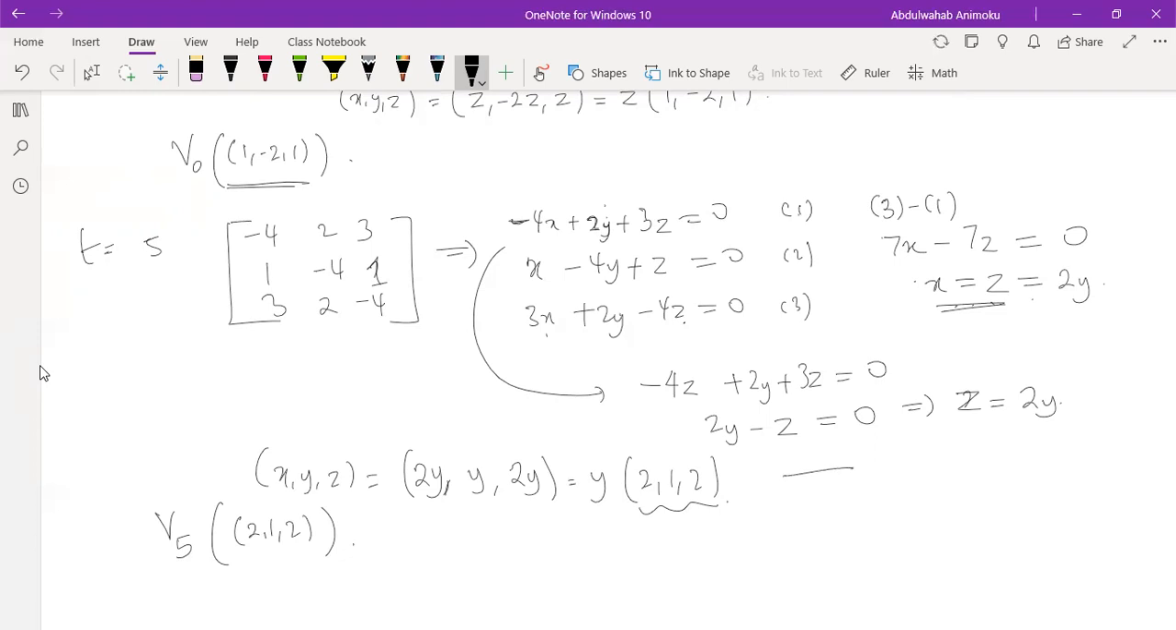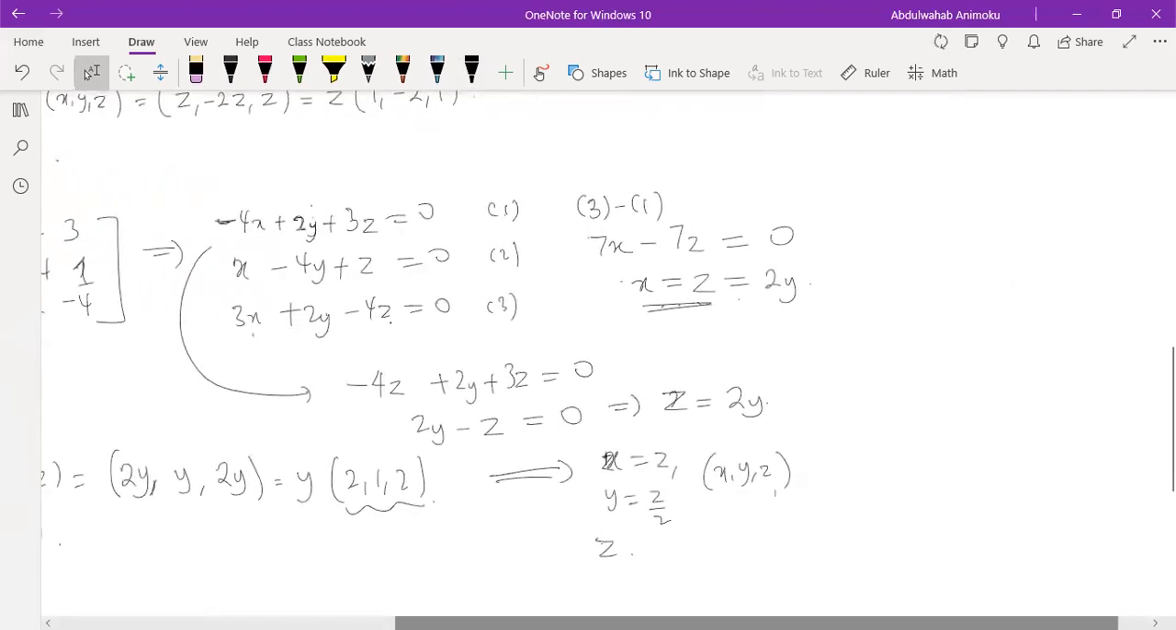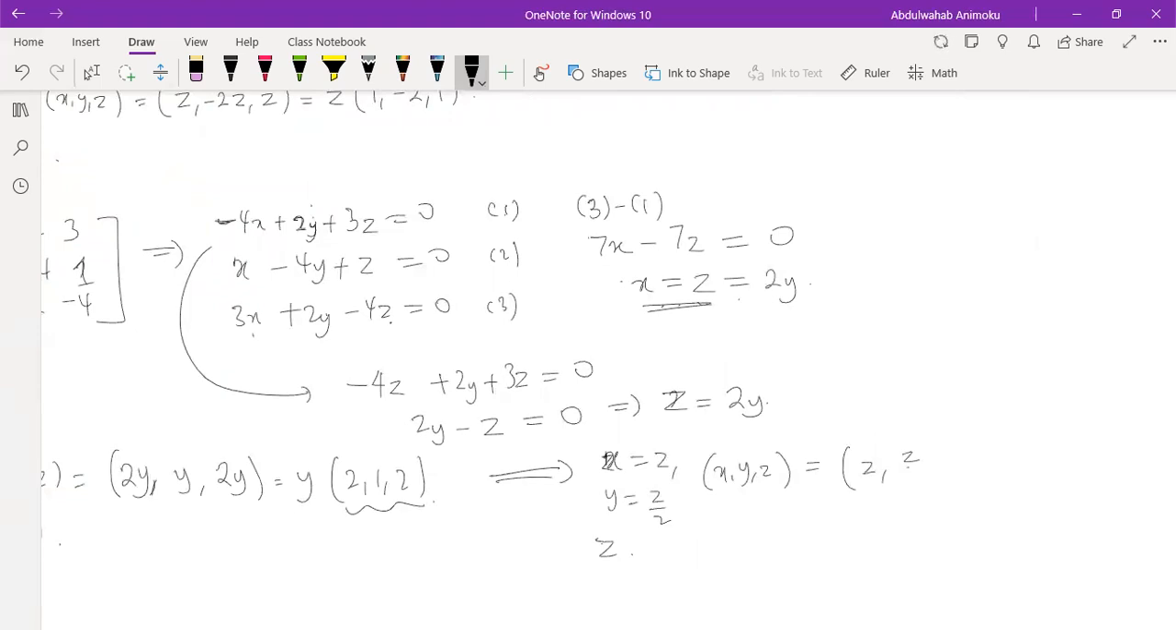So just want to show you, what if we want to make z our free variable? So what happens is we need to write x and y in terms of z, right? So we know x is equal to z. We know y will be what? z over 2. And we know z is a free variable, right? So that means your solution space would be x is z, y is z over 2, and z is just a free variable.